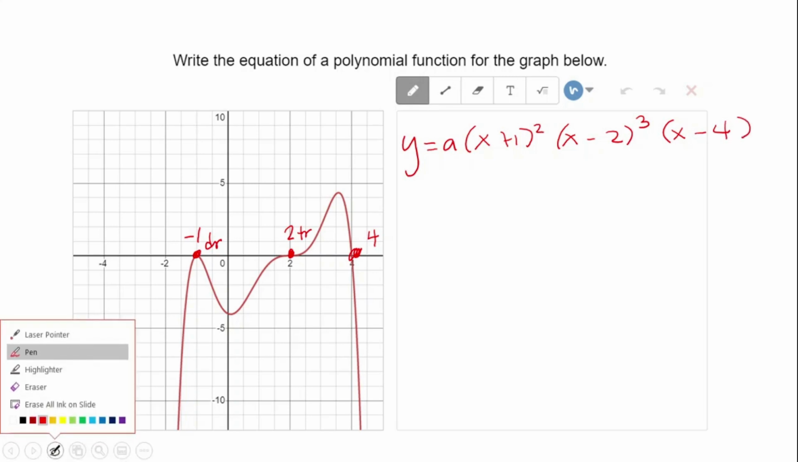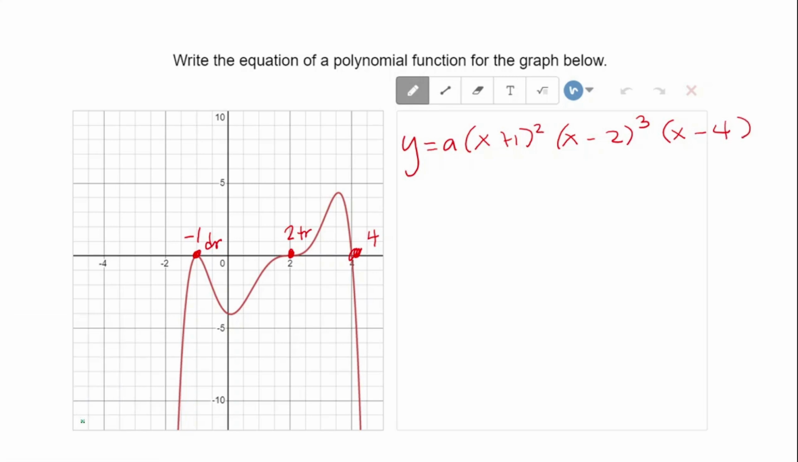Now I'm going to plug in a point from this graph, and we can plug in any point on this graph, but I'm just going to plug in the y-intercept. It's down there at 0, -4. That means when we plug this in to solve for a, y is -4, x is 0. Okay, so now we're doing all that work so that we can figure out what a is equal to. Don't forget the exponents when you're simplifying here.